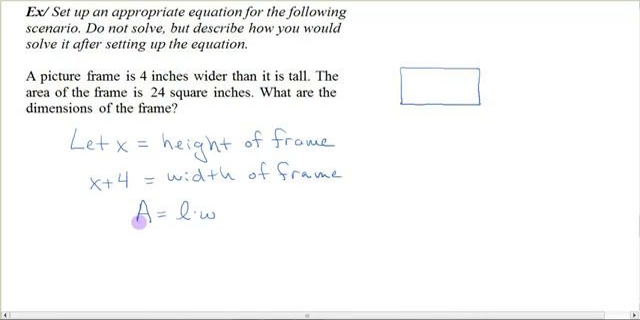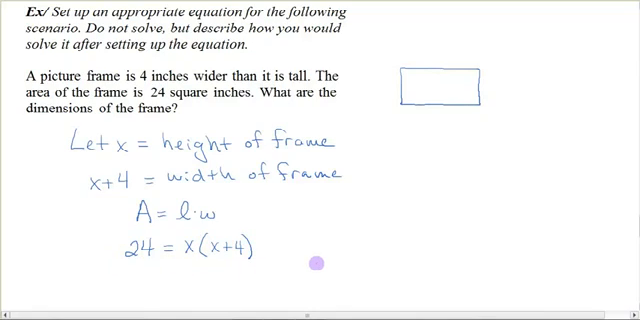So the area we know is 24. Okay, and the length or the height is x, and the width is x plus 4. Okay. And it says do not solve, but describe how you would solve it after setting up the equation. We did set it up.